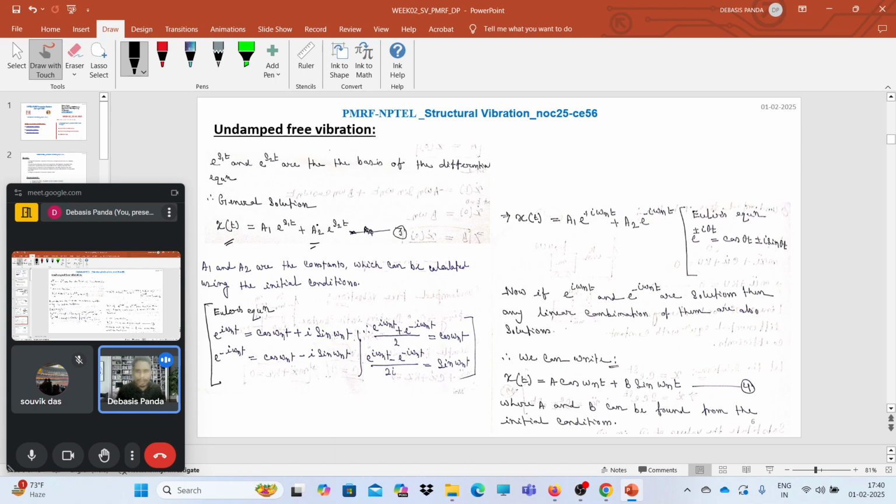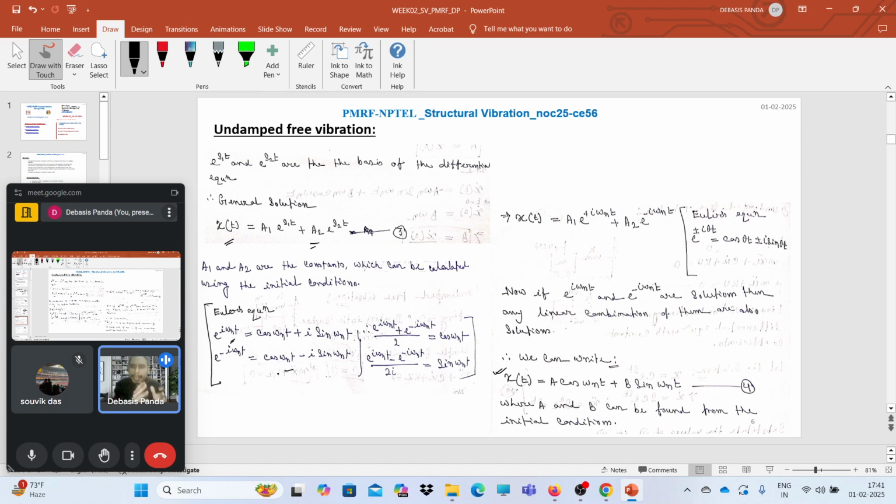Now we will use the Euler equation, and Euler equation says e to the power i omega n t is nothing but cos omega n t plus i sin omega n t, and e to the power minus i omega n t is nothing but cos omega n t minus i sin omega n t. Now if we put all these things in this equation and simplify it, we will get the general solution like this: x of t is nothing but a cos omega n t plus b sin omega n t, where a and b are constants. We can easily find them out from the initial conditions.